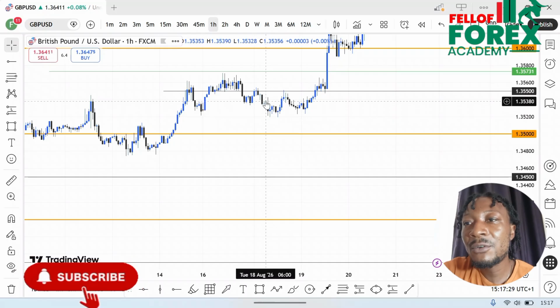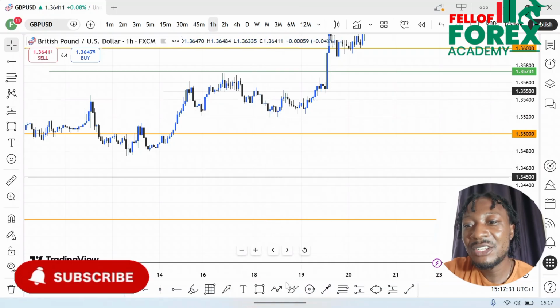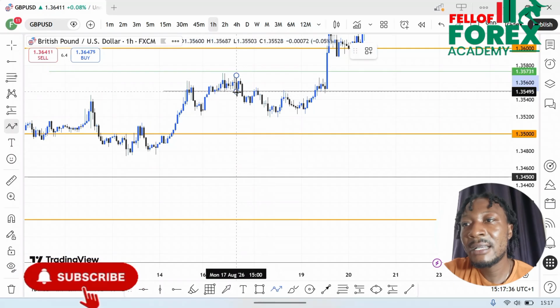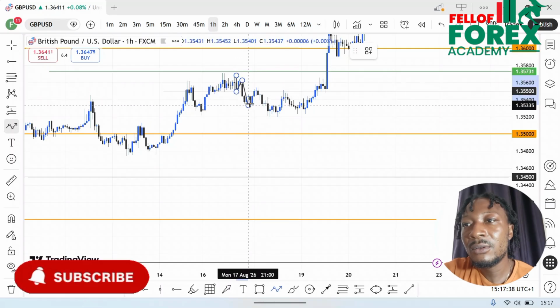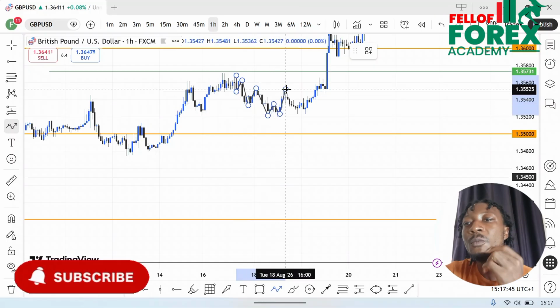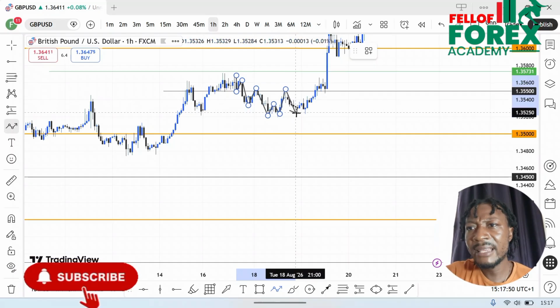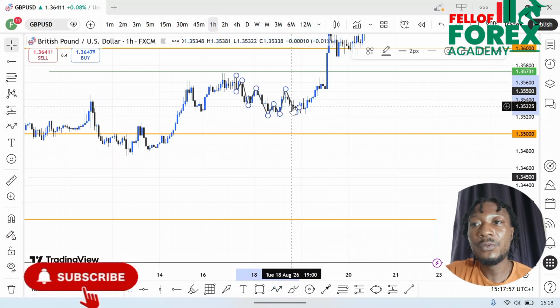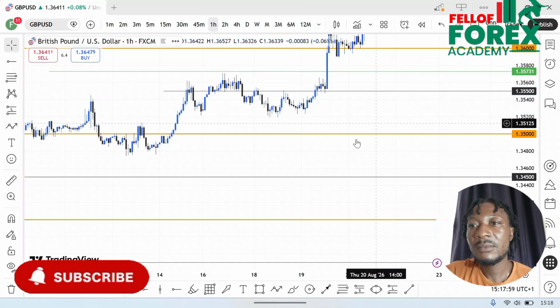Let me show you what I mean by internal change of character. Price was creating an internal structure, creating lower highs, lower low, lower high, lower low, gave us this high, gave us this low, and finally broke through. And now what do you do? You wait for price to pull back into that area, and then you get an entry from somewhere around here, and that's how we would have caught this move.